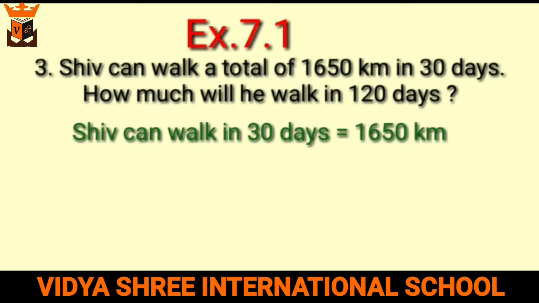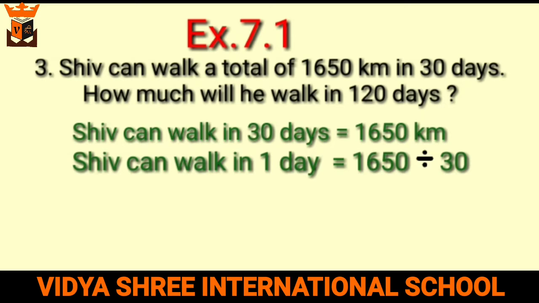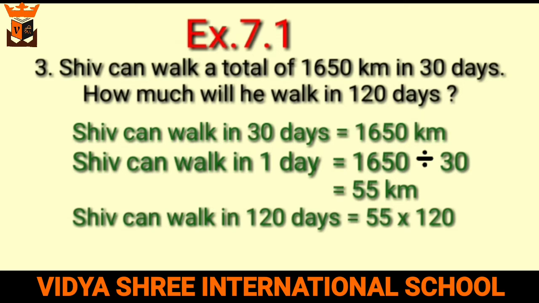It is given Shiv can walk in 30 days, which is equal to 1650 km. So from here, you can find out how much Shiv can walk in 1 day. So for finding for 1 day, you will divide. So 1650 divided by 30 is equal to 55 km. Now you get for the 1 day and you can easily find for the many by multiplying. So Shiv can walk in 120 days is equal to 55 multiplied by 120, which is equal to 6600 km.